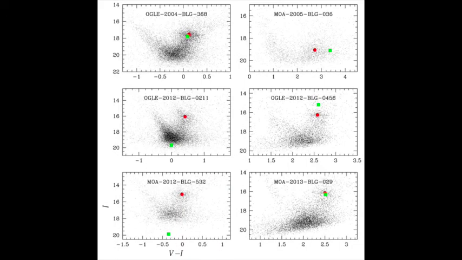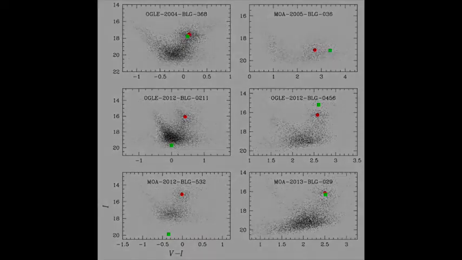Figure 1 shows a CMD of the 6 events with new analyses. In each panel, the green square denotes the position of the source, while the red circle marks the red giant clump, from which we obtained the de-reddened source color and magnitude.